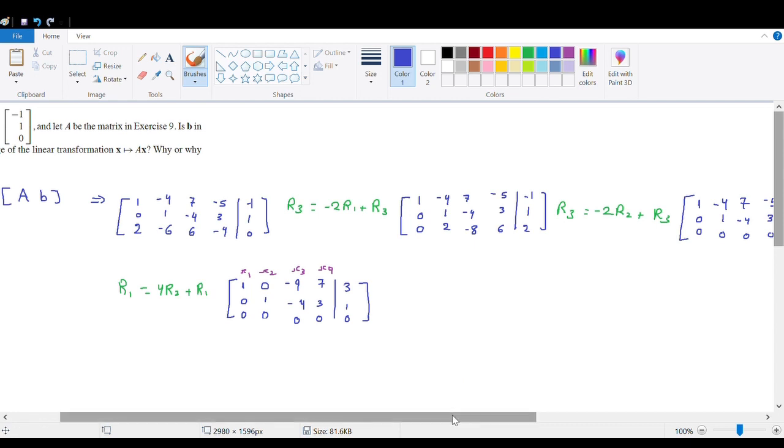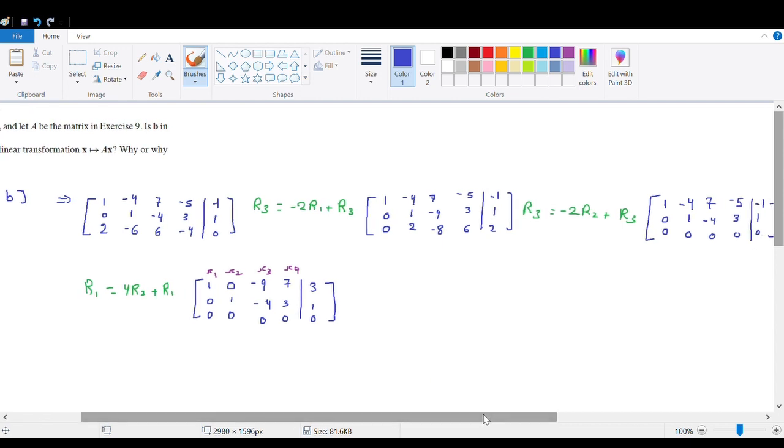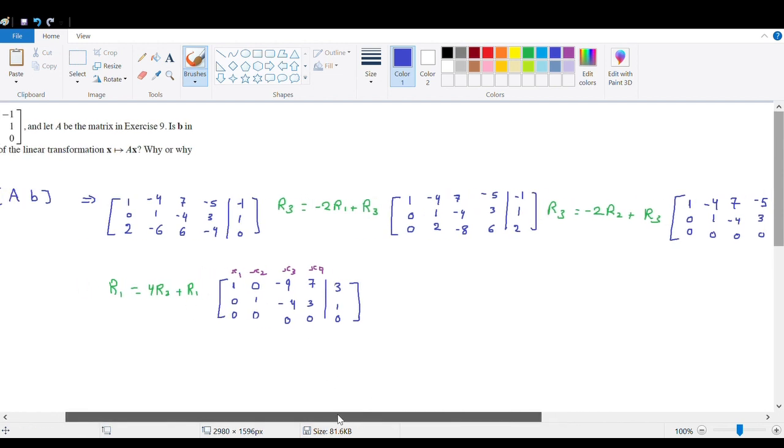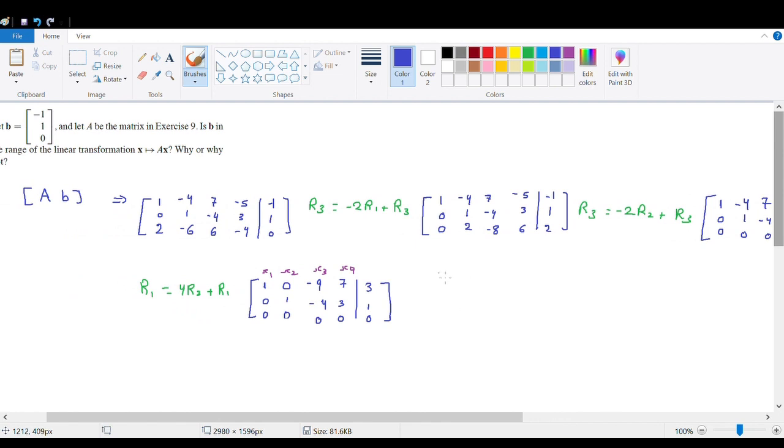So doing row operations for the matrix A B, we get this last form of the equation. Since this one is clear, it is consistent. Here we have a leading entry. Here we have a free variable. So we have two free variables. This system is consistent, and we say that yes, B is in the range of the linear transformation, since the system is consistent.